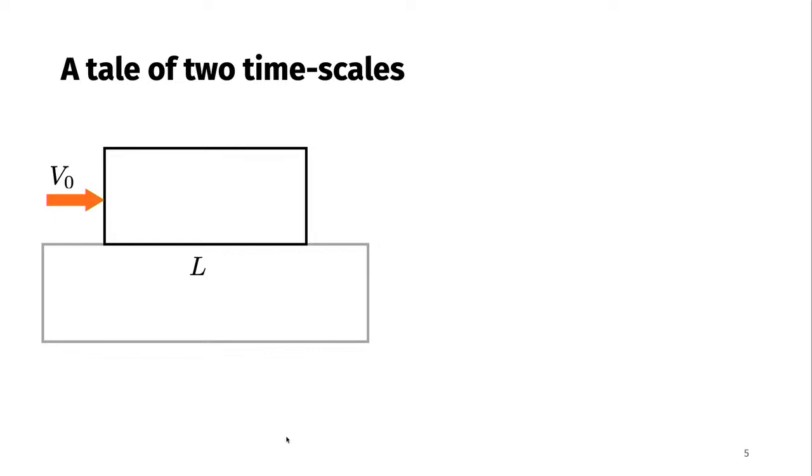So let's say you're pushing with some velocity V0 and the length of the interface is L. There is something called a slip time, which is the length of the interface divided by some typical elastic wave speed. So this could be the Rayleigh wave speed or the shear wave speed in the material. They're all of the same order of magnitude. So we'll assume one of them. When you divide this, you get a velocity scale.